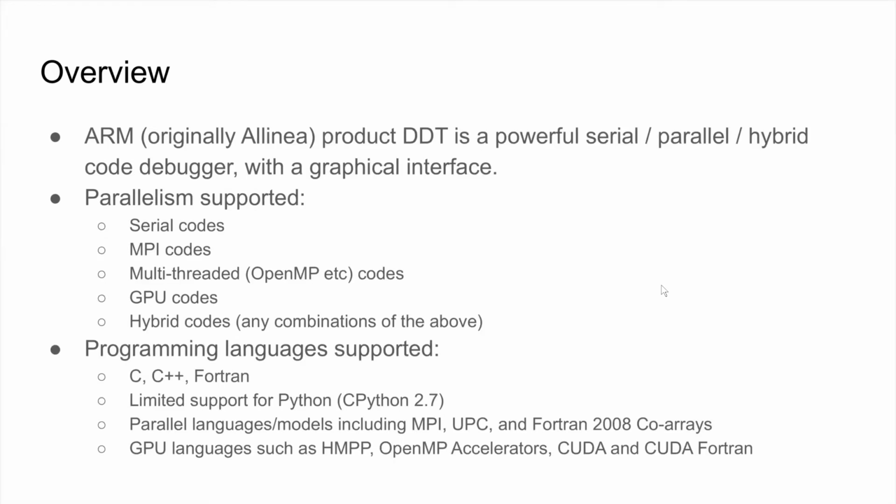So the overview. DDT wasn't originally owned by ARM; it was owned by Allinea, and that's why you still might find references to Allinea in our setup. Once you load the module, you will see the environment variable actually has Allinea as part of the name, not ARM. But it was purchased by ARM, the well-known CPU manufacturer, 2 or 3 years ago. So now it is with ARM.